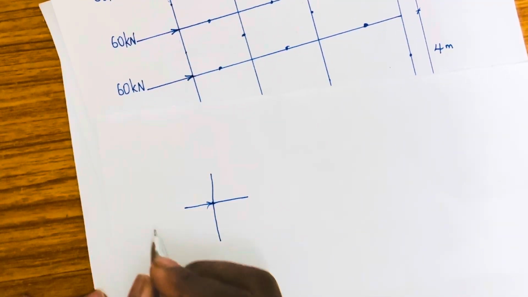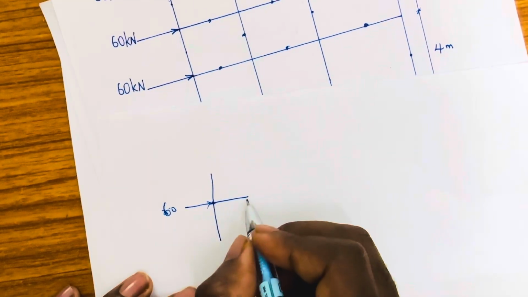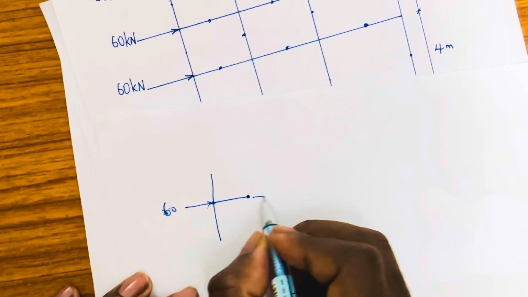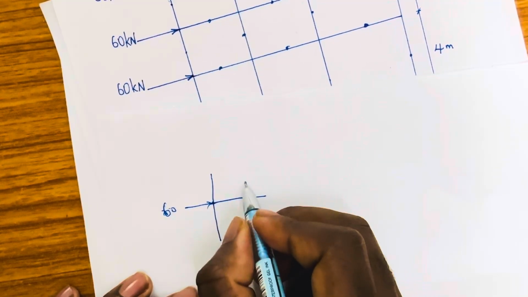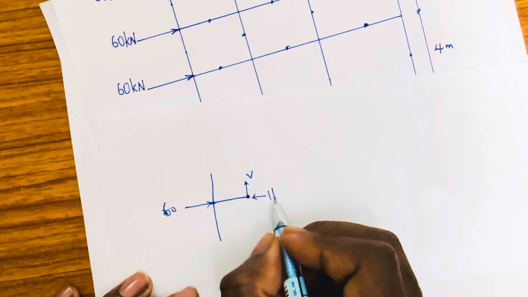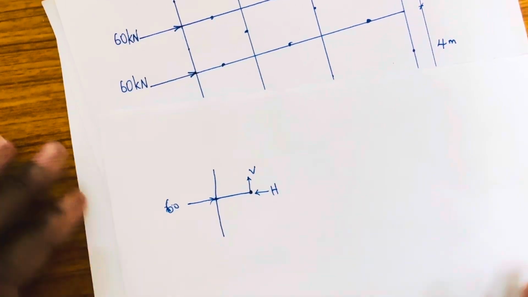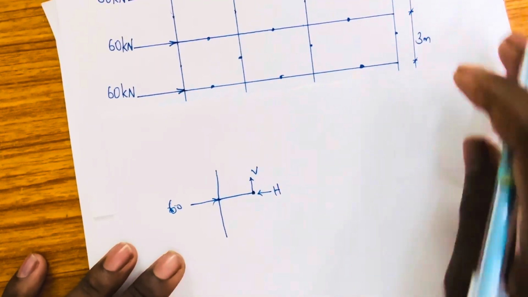This one is what? 60? 60. Okay? Now, at this point is where we have the column node. Remember, at the node there is what? Horizontal, and there is what? Vertical. So we have horizontal, and that horizontal we had already found, but you can still find it, there is no problem. Okay, you can confirm it.